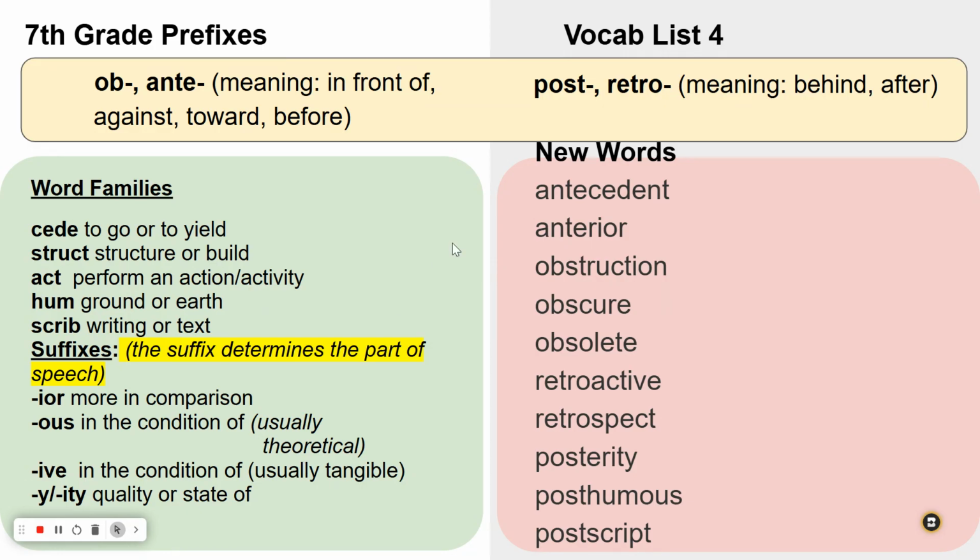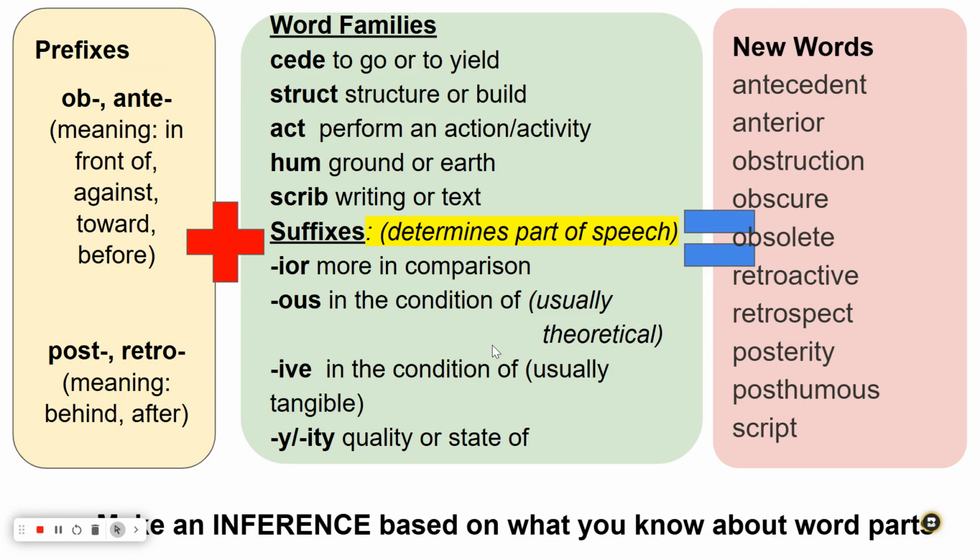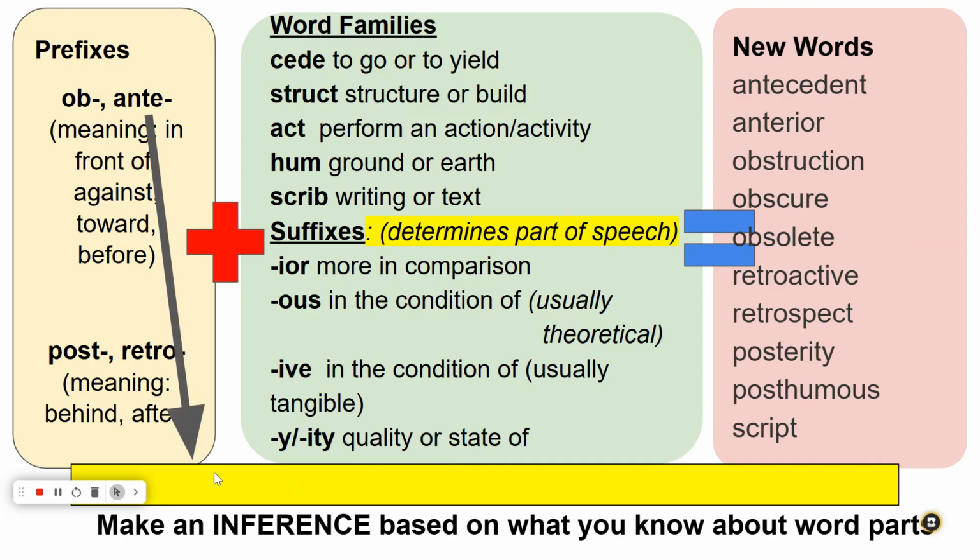And then our new words this time are antecedent, anterior, obstruction, obscure, obsolete, retroactive, retrospect, posterity, posthumous, and postscript. So we're going to practice making sense out of these words, or a couple of these words, using our word families, starting with the word antecedent.